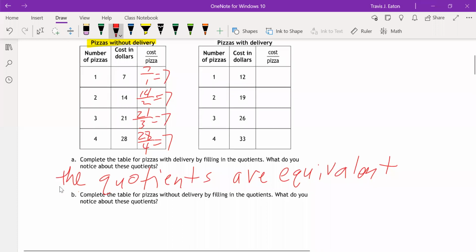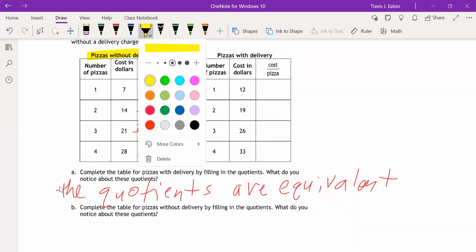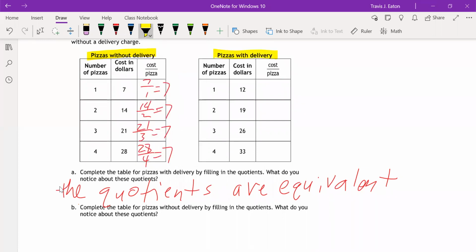Now, let's take a look at the other table. What do we notice about the pizzas with the delivery charge? I think I might have A and B mixed up, but that's okay. We'll sort it out. So now we're looking at pizzas with a delivery cost. The cost for one pizza is 12 divided by 1. Well, that's 12. Perfect. The next one, the cost is 19. We divide by 2. 19 divided by 2 is 9.5.